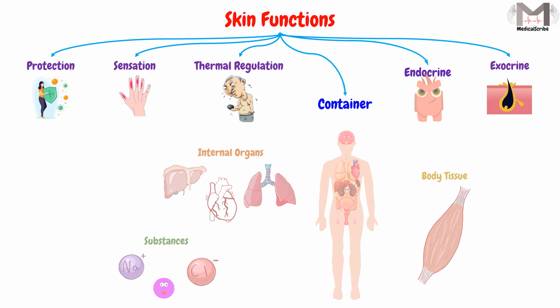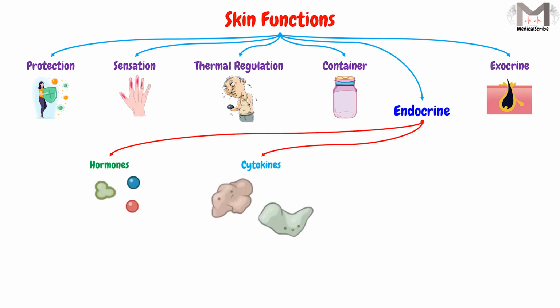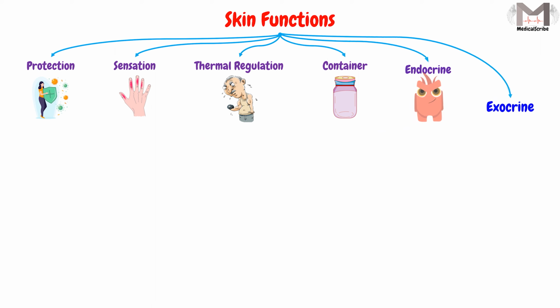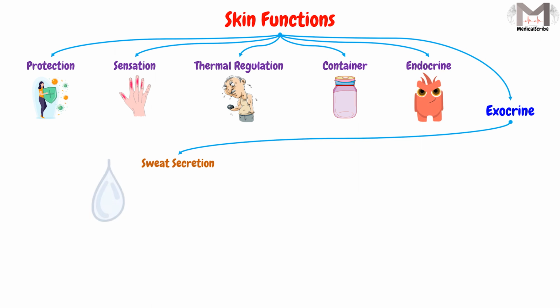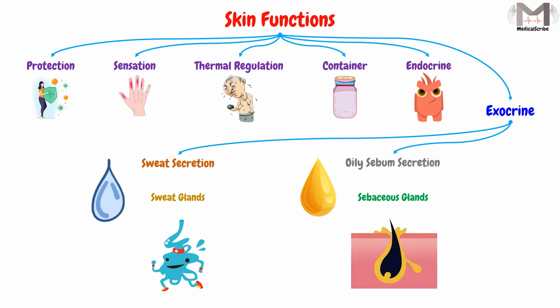The fifth function we said is the endocrine function of the skin, which is represented by the secretion of specific hormones and cytokines, and it also takes part in the synthesis and storage of vitamin D. Finally, function number 6 of the skin is the exocrine function, represented by sweat secretion from the sweat glands and oily sebum secretion from the sebaceous glands.